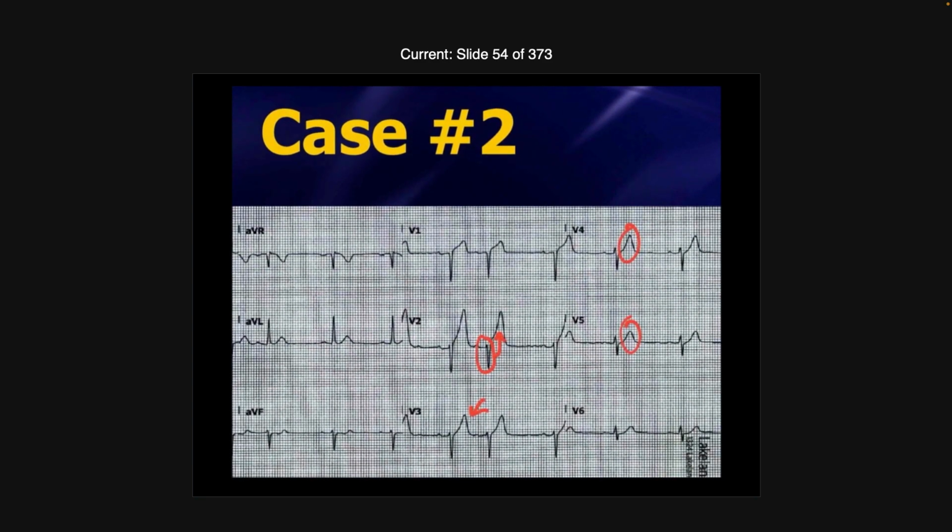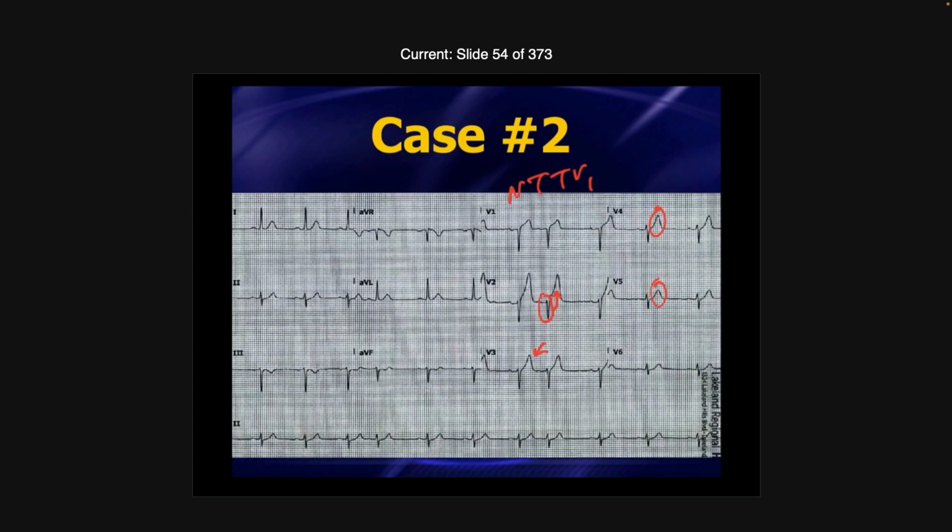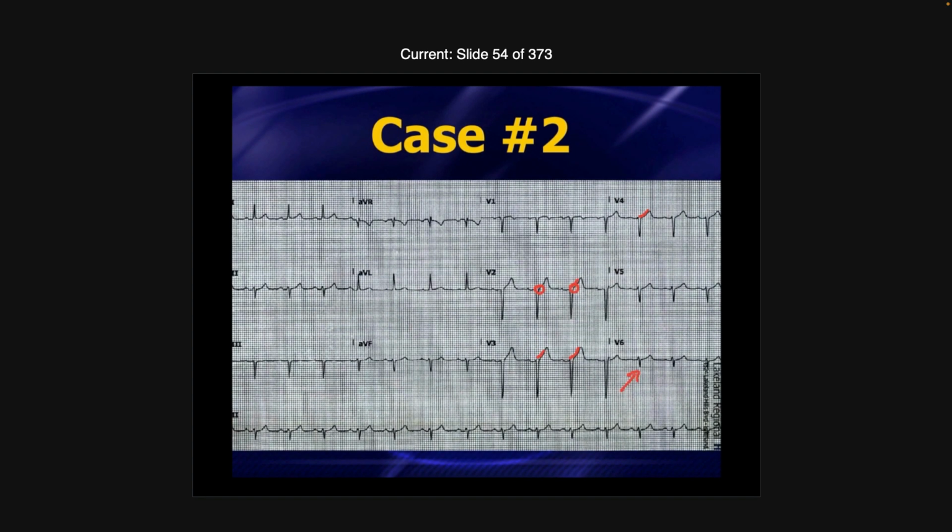And also in V1, there's this thing that I like referring to as the NTT V1, the new tall T in V1. This is something that I learned from reading some of Marriott's work. What he said was that in a normal patient, let's go back to the previous ECG and take a look at that. That's a pretty normal T-wave progression across the precordium. Normally the T-wave in V1 is flat or inverted, but sometimes it can be a little bit upright. You're allowed to have a slightly upright T-wave in V1, but if the T-wave in V1 is larger than the upright T-wave in V6, that's abnormal.